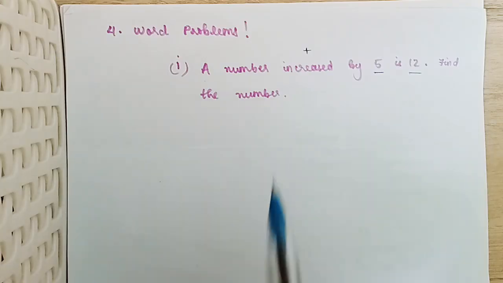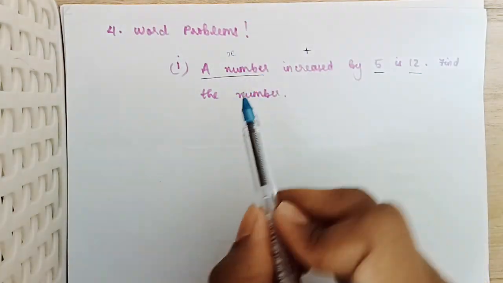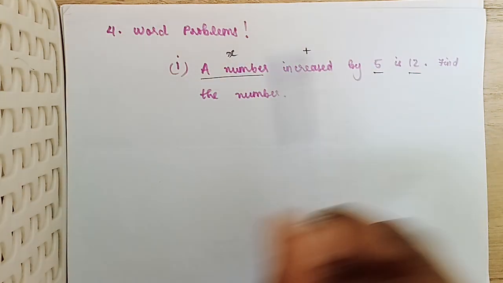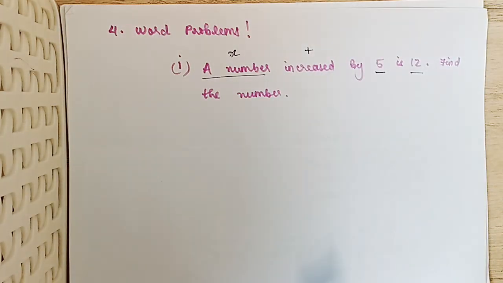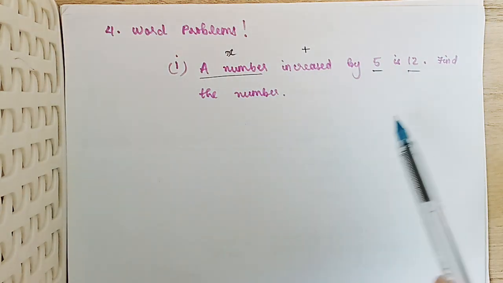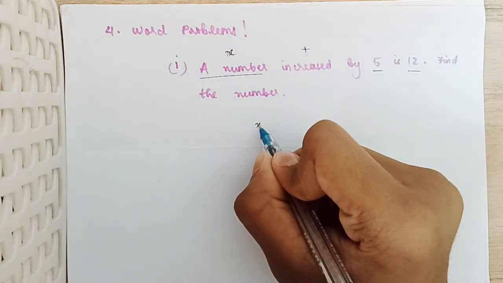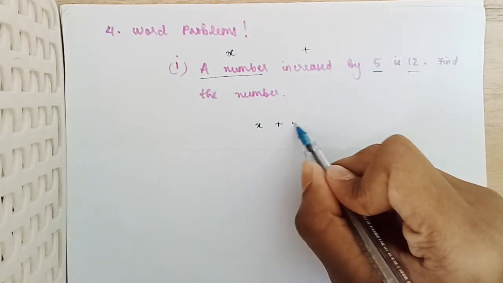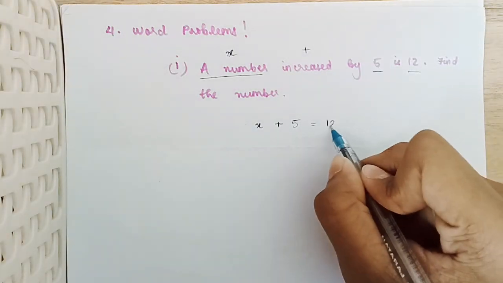And again, whenever they give a term, a number, take it as x. Whenever they give a number, take it as x. So with this question, the first step that we have to do is form a linear equation. A linear equation is an equation in one line. So forming a linear equation from this will be a number increased by 5. So x, a number increased, plus by 5 is 12. A number increased by 5 is 12. So which is equal to 12.